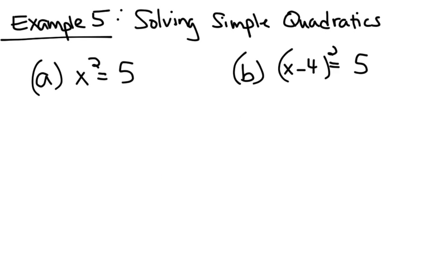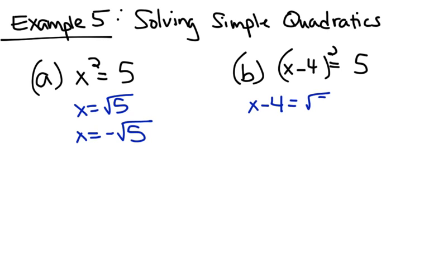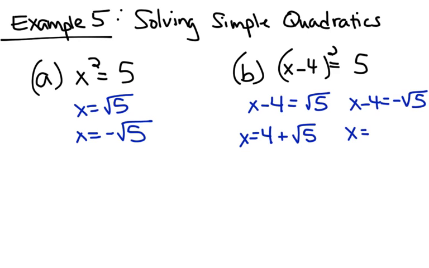So in this problem, not all the answers come out to be integers. For example 5a, if x squared is equal to 5, then x is going to equal the square root of 5, or it's going to equal negative square root of 5. For part b, though, that one's a little bit different. x minus 4 is going to equal the square root of 5, or x minus 4 is going to equal negative square root of 5. What ends up happening is I end up with two equations that I need to finish solving. One of them is going to be x equals positive 4 plus the square root of 5, and the other one is going to be x is equal to positive 4 minus the square root of 5.